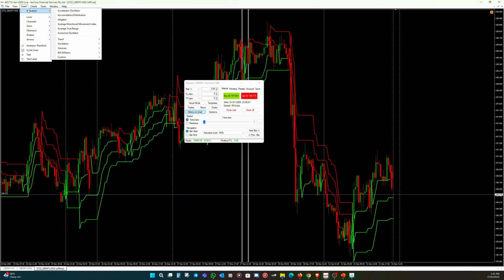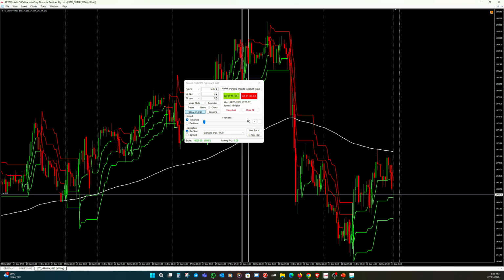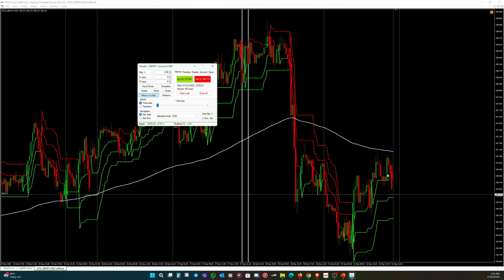Now, one thing I didn't save on my template was the moving average, so we'll just add that here quickly. So here we go, we now have the moving average to give us the direction, and we are ready to begin.